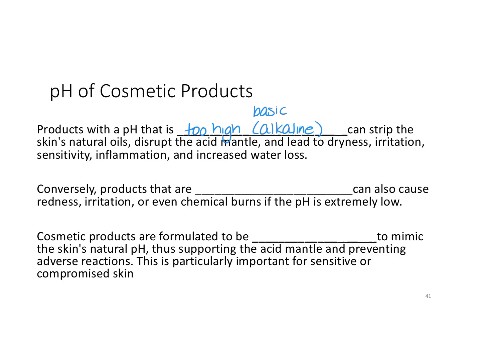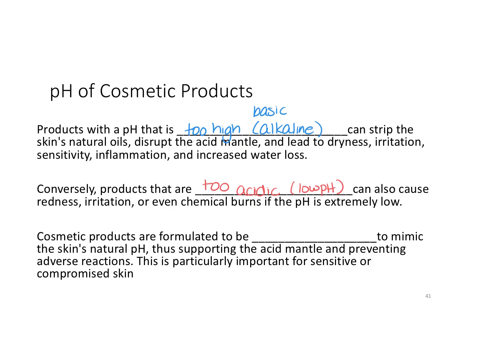Now, that being said, you can also go too acidic, right? So products that are too acidic, that have that low pH, can also cause things like redness and irritation and chemical burns if the pH is extremely low. This is used a lot of times in acne medicine. Acne medicine has a lower pH, or like if you think about retinoic acid, right? That's got a lower pH. And that's why one of the side effects is that reddening of your skin.